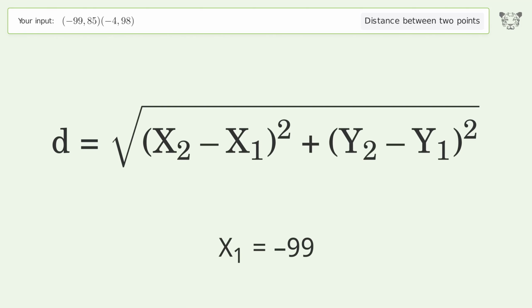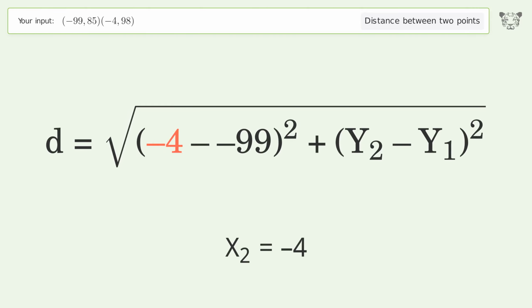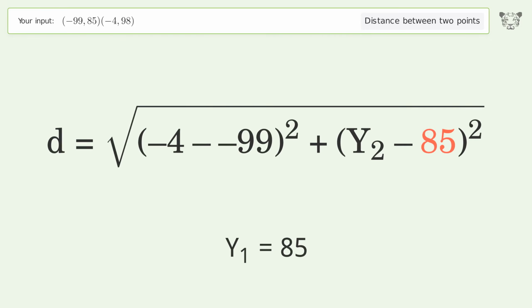x1 equals negative 99. x2 equals negative 4. y1 equals 85. y2 equals 98.